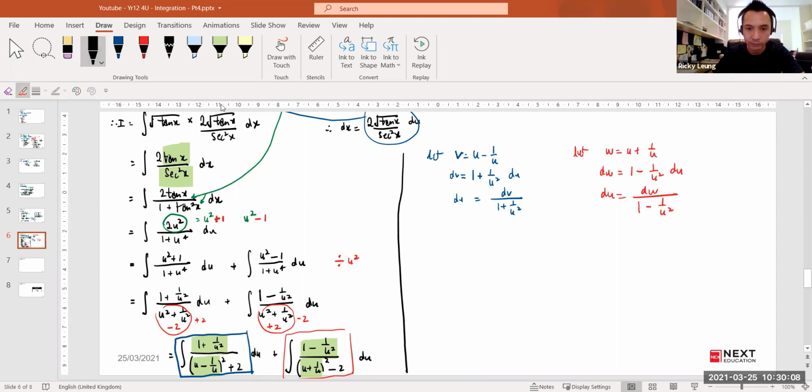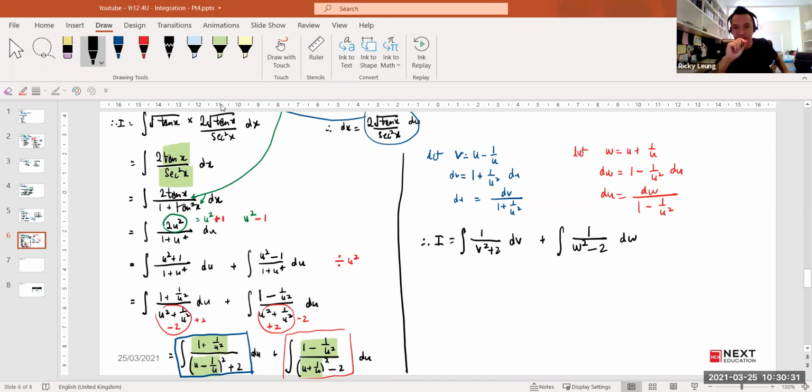So therefore, my integral equals, if the u goes in, let's just cancel it out. It becomes 1 over v squared plus 2 dv plus integral. Now there's a lot of substitutions here. I will substitute it back in later. Minus 2 dw, right? All right.